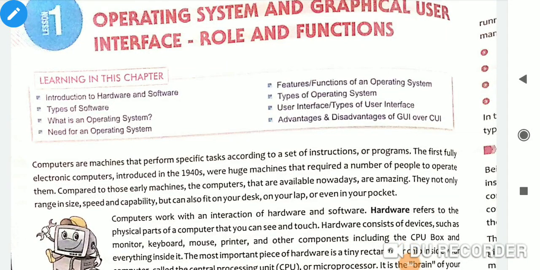Today I am going to explain to you lesson 1 from your new book, Logics. As you can see on the screen, lesson 1 is Operating System and Graphical User Interface.